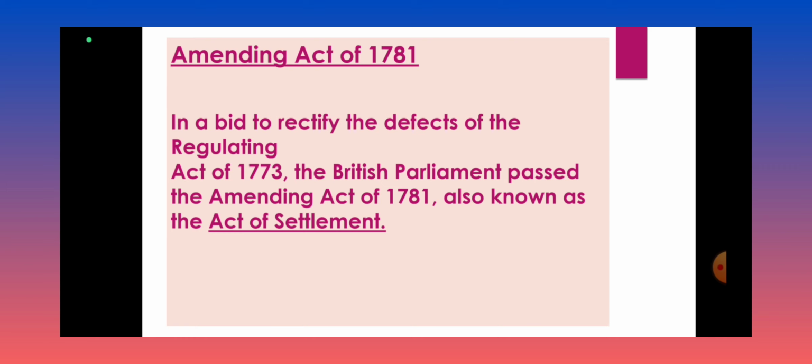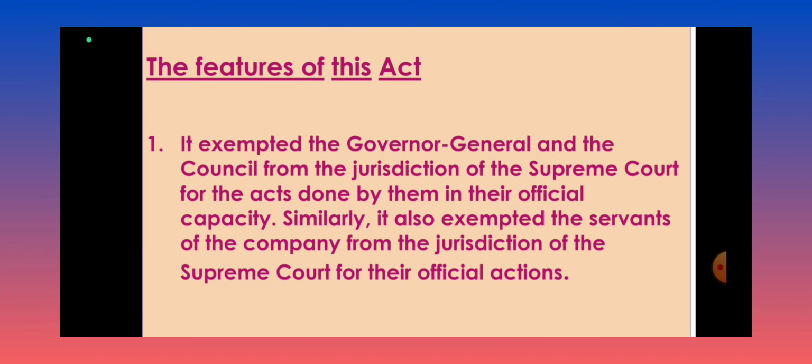In the Act of 1773 there were some defects. In a bid to rectify those defects, the British Parliament passed the Amending Act of 1781, which is known as the Act of Settlement. The features of the Act.